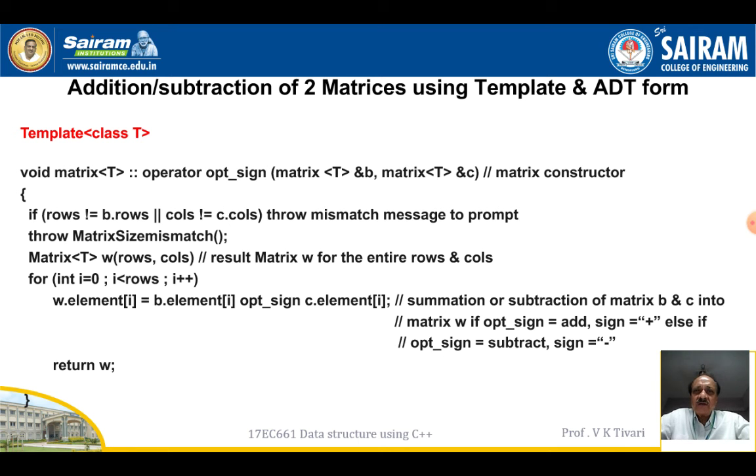If the opt sign is the add function, then the plus sign will be used. If the opt sign is the subtract function, then the sign equals minus. Then I will return W. This way, the same program we can use for addition and subtraction of the two matrices.